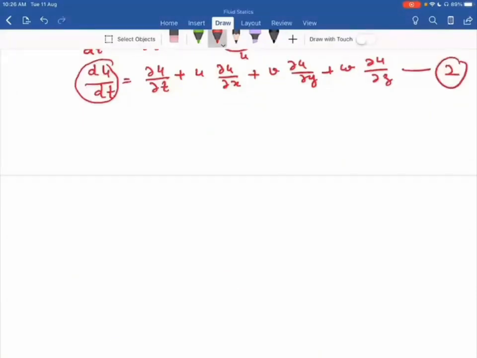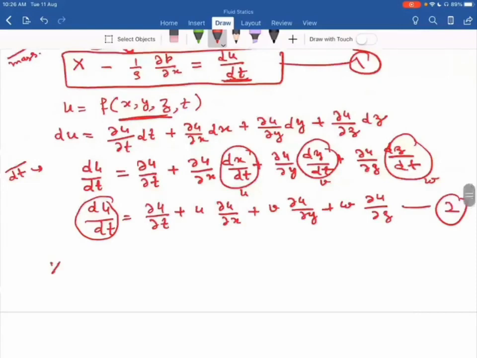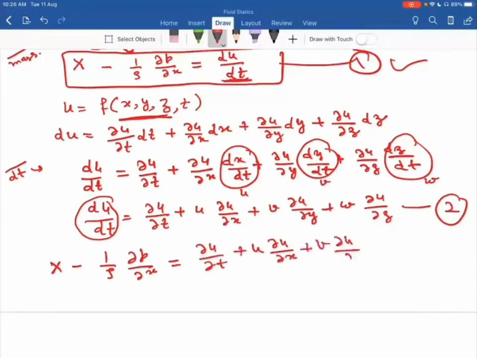ठीक है, तो अब हमारे पास क्या रिलेशन आ जाएगी. So equation number 1 is x minus 1 by rho curly p by curly x, this one, equal to, now du by dt is curly u by curly t plus u curly u by curly x plus v curly u by curly y plus w curly u by curly z. Now on the same line you can write the equations for y and z direction.